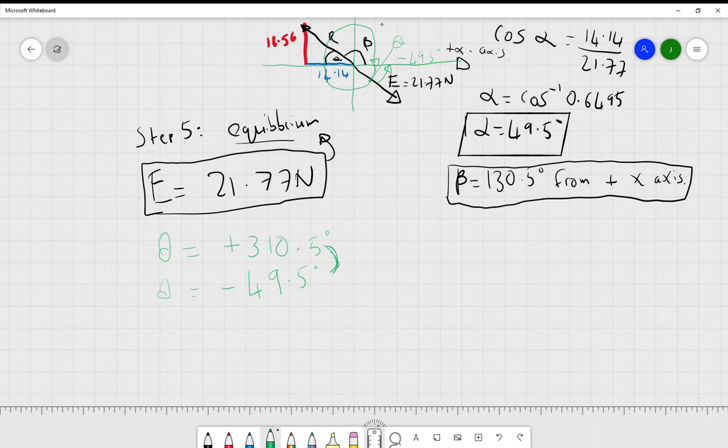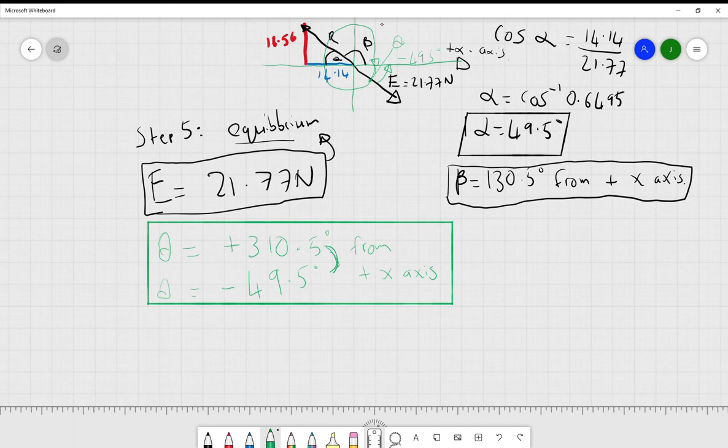So either answer is correct, but don't forget, you must say from the positive x-axis. Without that, I'm just assuming that you're guessing and your guess was correct, so you won't get full marks. So make sure that you know. That would be the final answer: E equals 21.77 newtons, or whatever you want to call your force vector.